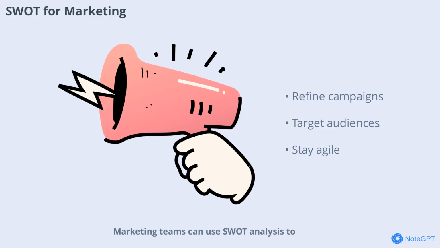Marketing teams can use SWOT analysis to refine campaigns and target audiences more effectively. Strengths might include a strong brand or creative team, while weaknesses could be limited budget. Opportunities may come from social media trends, and threats could involve changing algorithms. This analysis helps marketers stay agile and responsive.